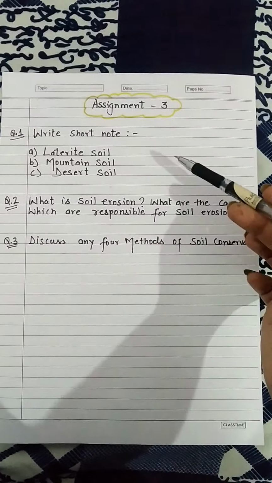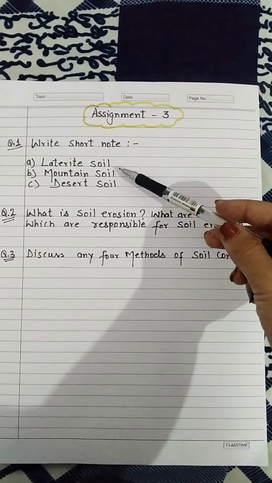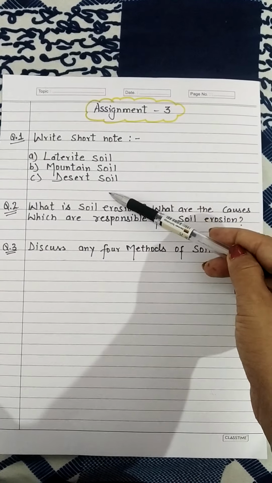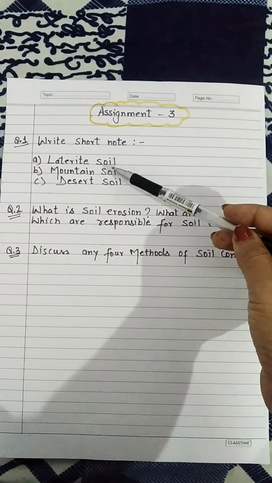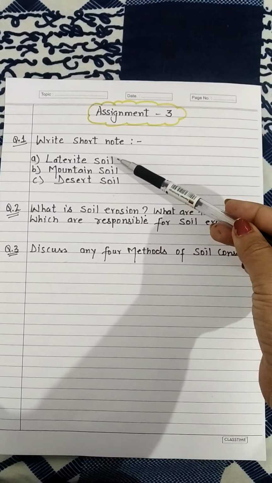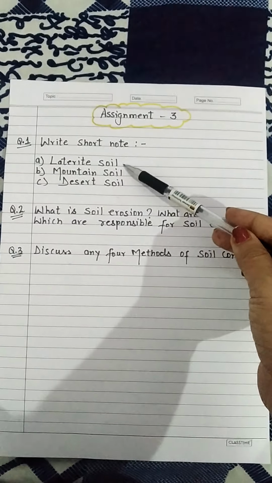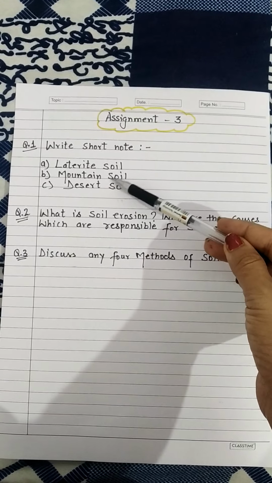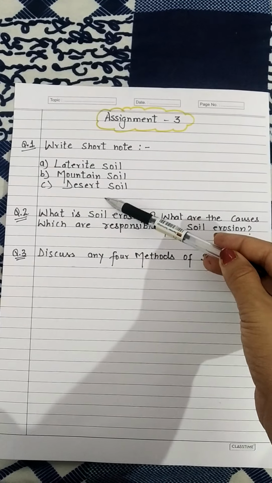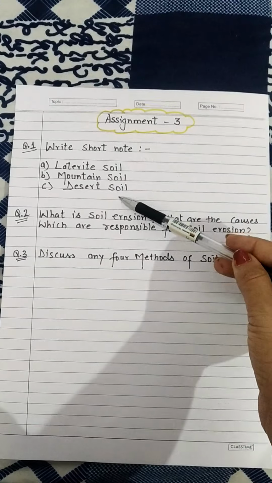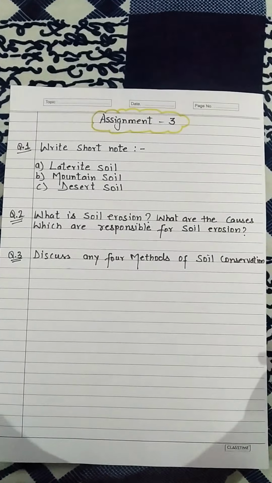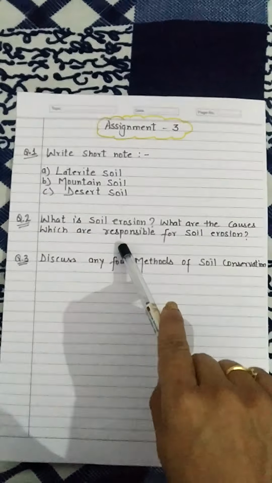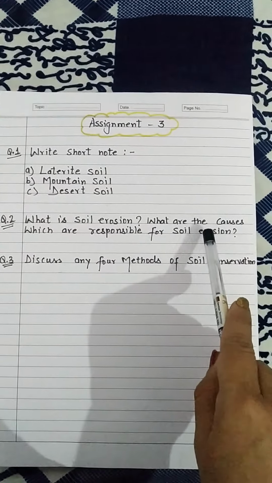Here is a small assignment for you. In the last class, we did types of soils. These three were left in the assignment. As you did the last assignment, you have to write the same short note, but here laterite soil, mountain soil, and desert soils are mentioned. In each soil you will mention 3 points, as you did in the last types of soil questions. Here the next question is, what is soil erosion and what are the causes?